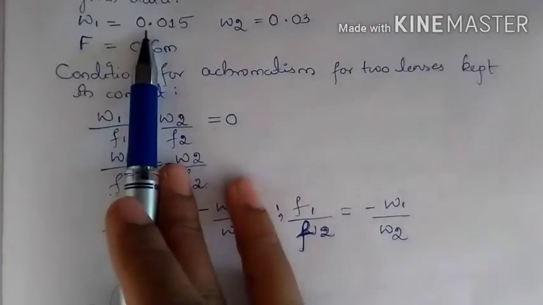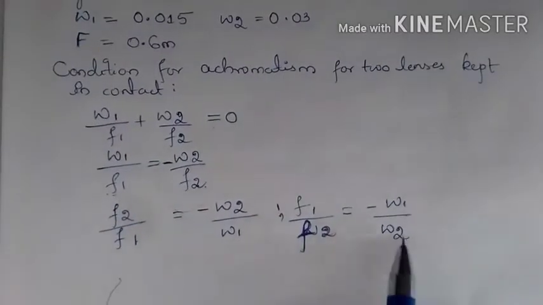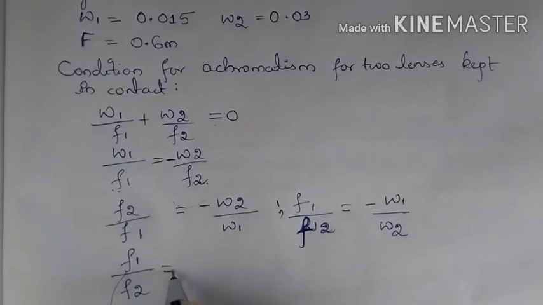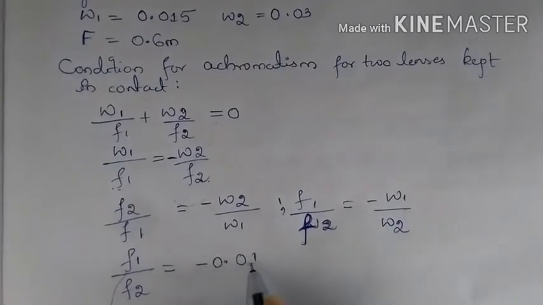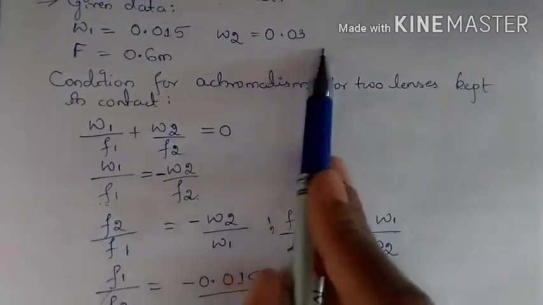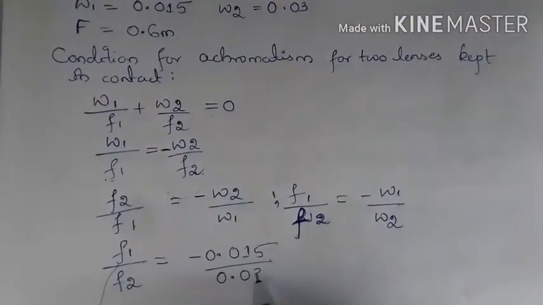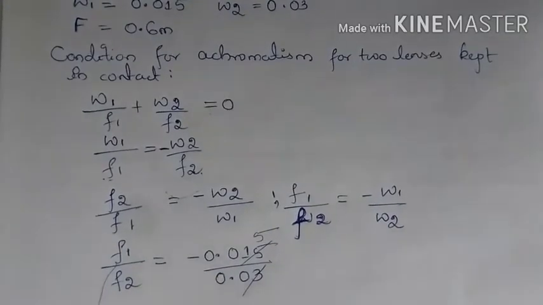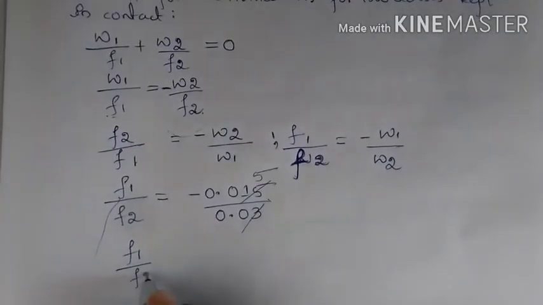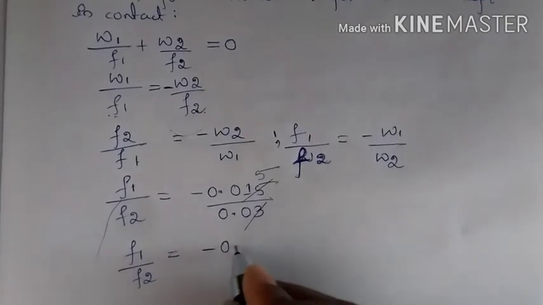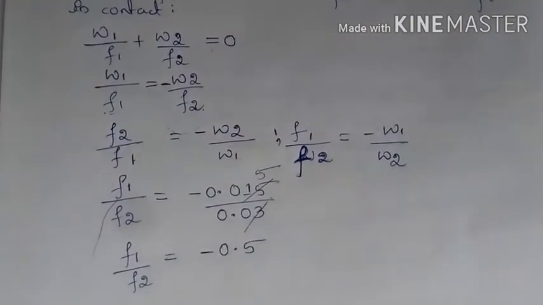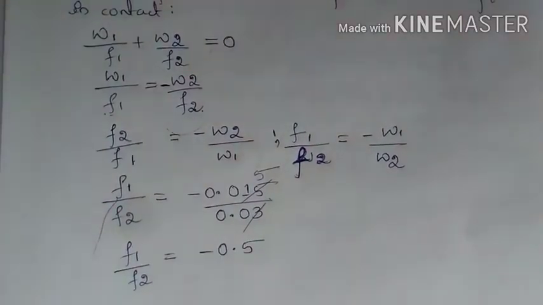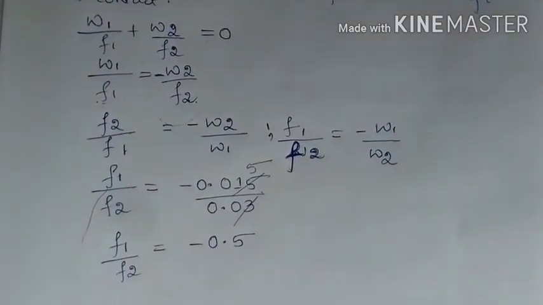We know the value for omega 1 and omega 2, so substitute that here. F1 by F2 will be equal to minus 0.015 divided by omega 2, which is 0.03. 3 ones, 3 fives. So the answer will be F1 divided by F2 is equal to 0.5. This doesn't have a unit because we are finding the ratio of F1 by F2.